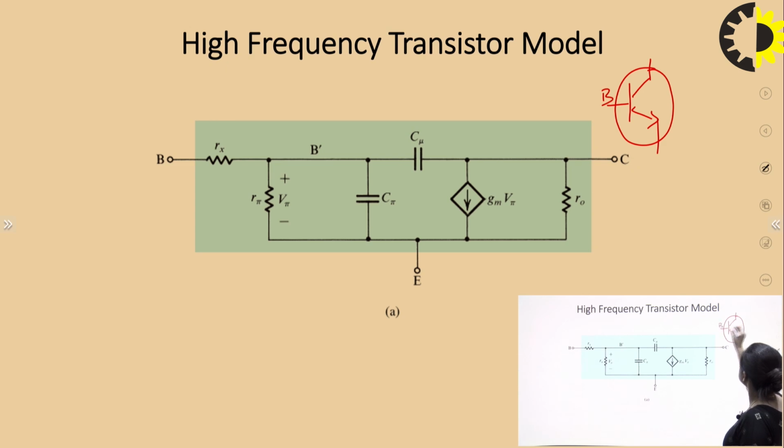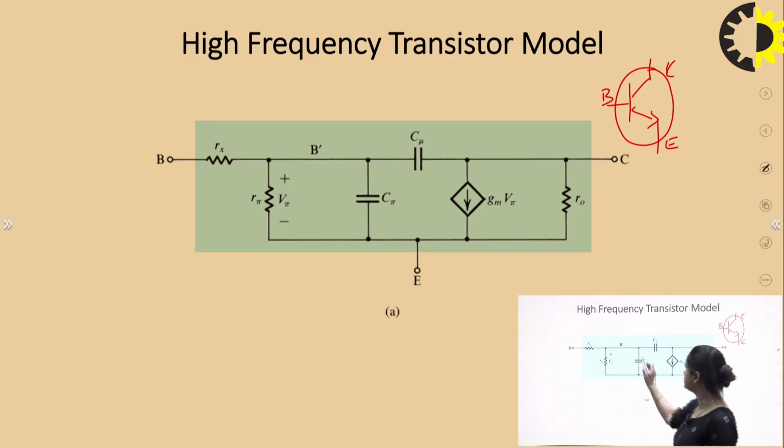This is base, this is collector, and this is emitter. We have discussed there are two capacitances. One is between the base and emitter, so we add this C pi between base and emitter, and the other is the collector base junction. So this is base and this is collector, and this C mu is added between base and collector.